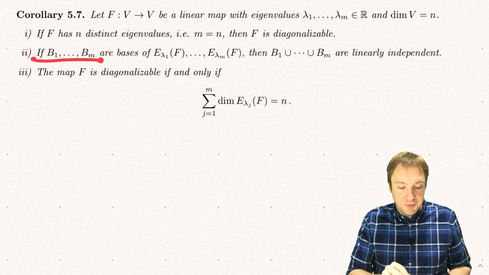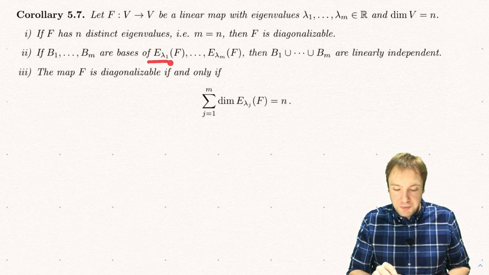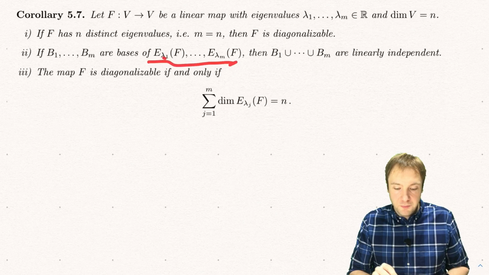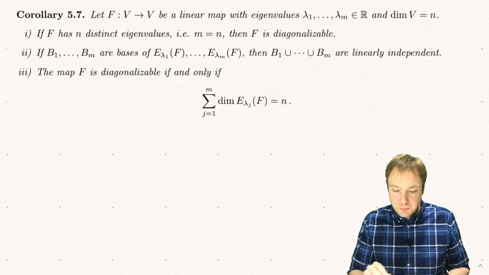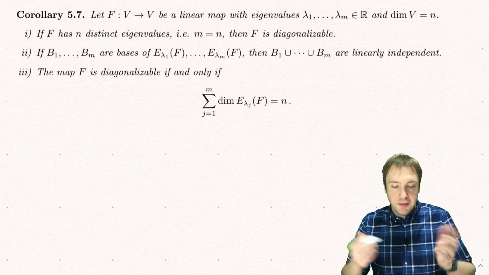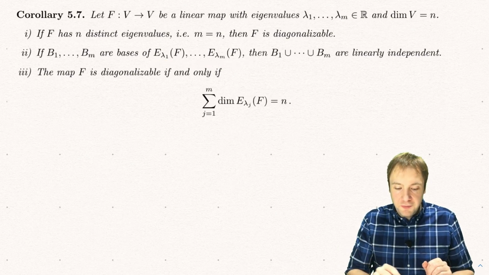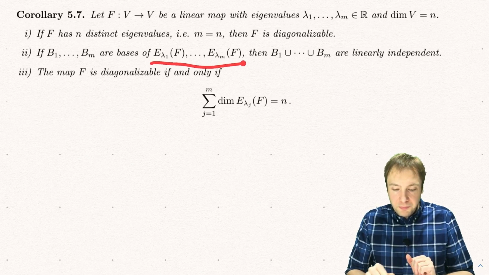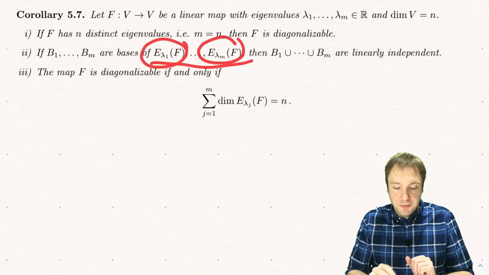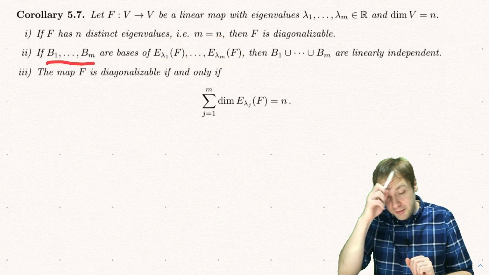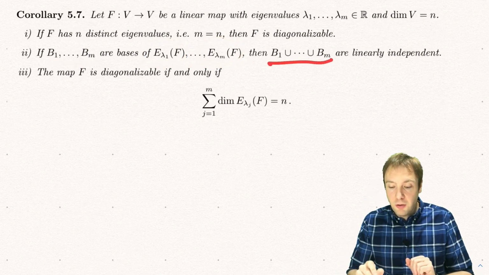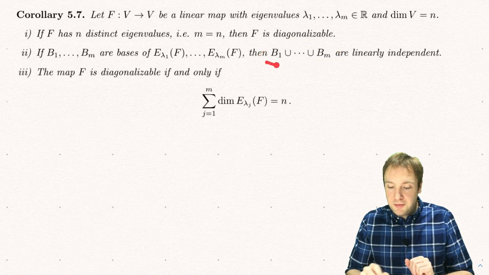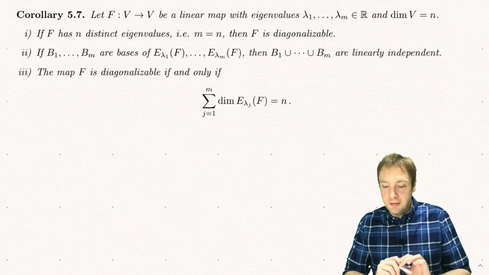The second statement is, if I consider these eigenspaces for the eigenvalues of F, so now this m can be smaller than n. So for example, I could be in a 10-dimensional space, and I have a linear map which just has 2 eigenvalues, and then I can consider the eigenspaces. And if I take the basis of these eigenspaces and combine all of these vectors, then the statement is that all of them are linearly independent.